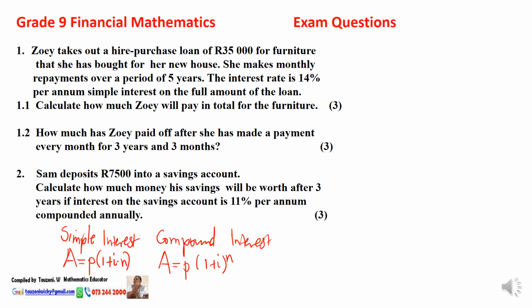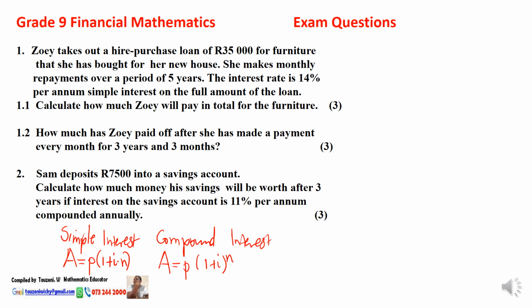In both formulas, A represents the amount of money at the end of the investment or at the end of the loan. P is the amount invested. If someone is buying something, the price of that item is P. n is the time in years. i is the rate of interest. These are our two formulas. Now let's answer number 1. Make sure you allocate the values that are given to the letters that we have here.